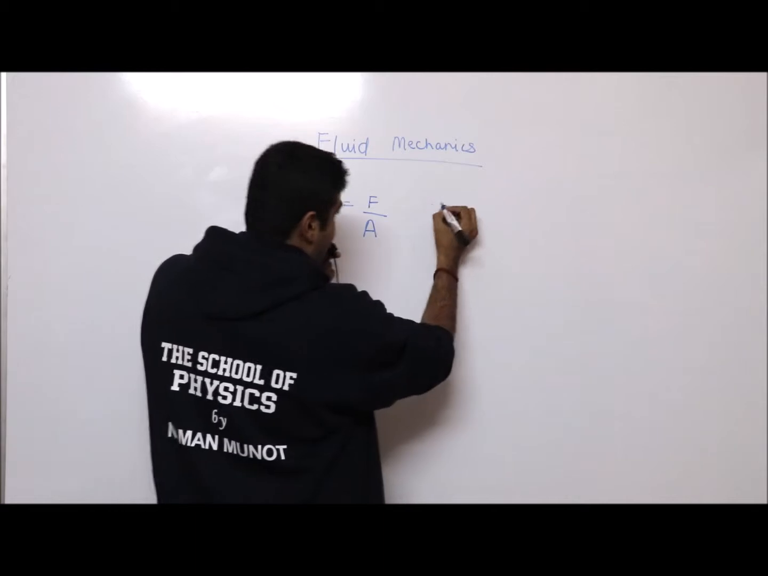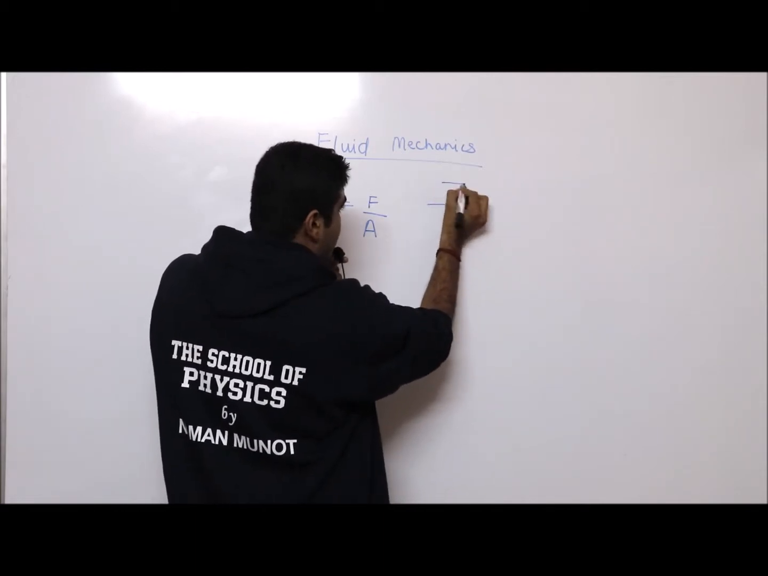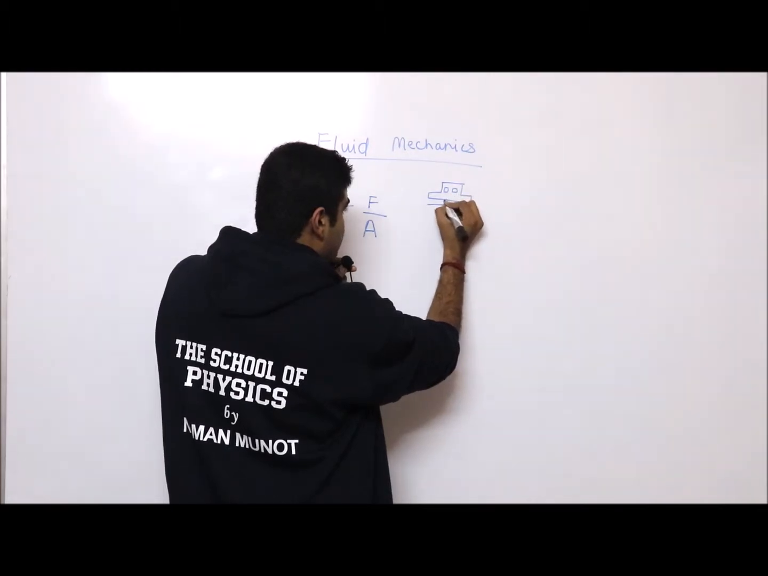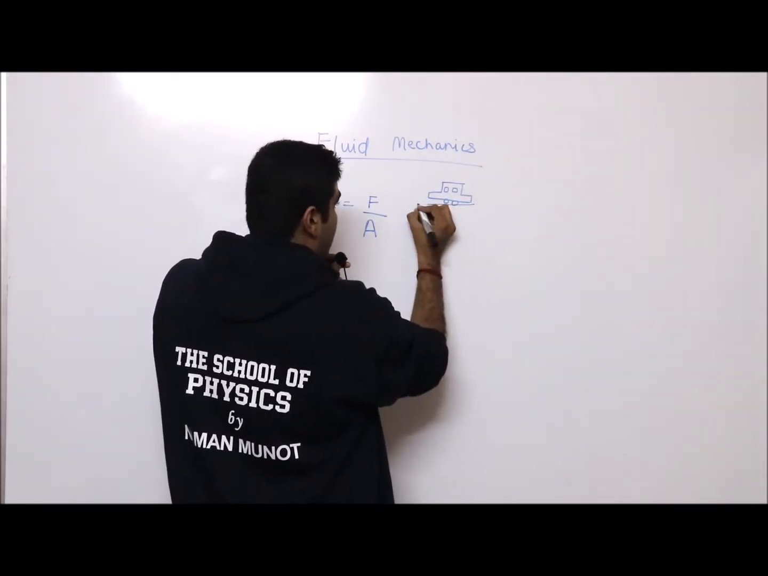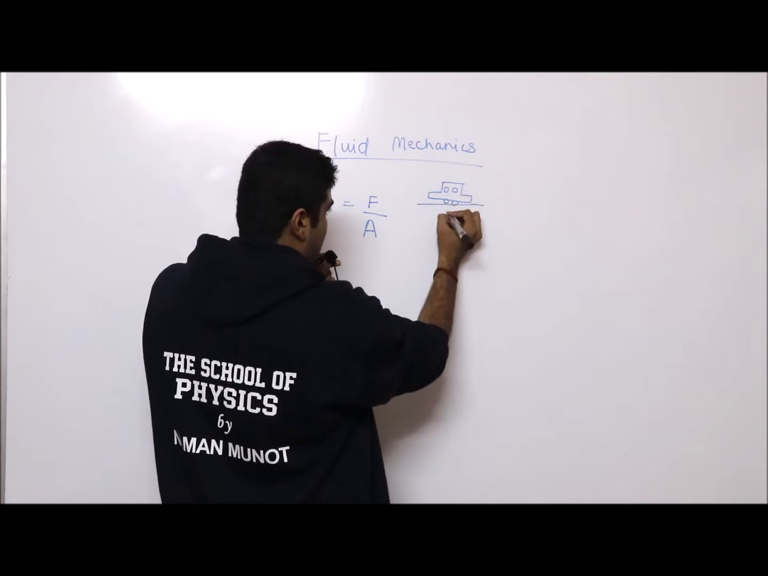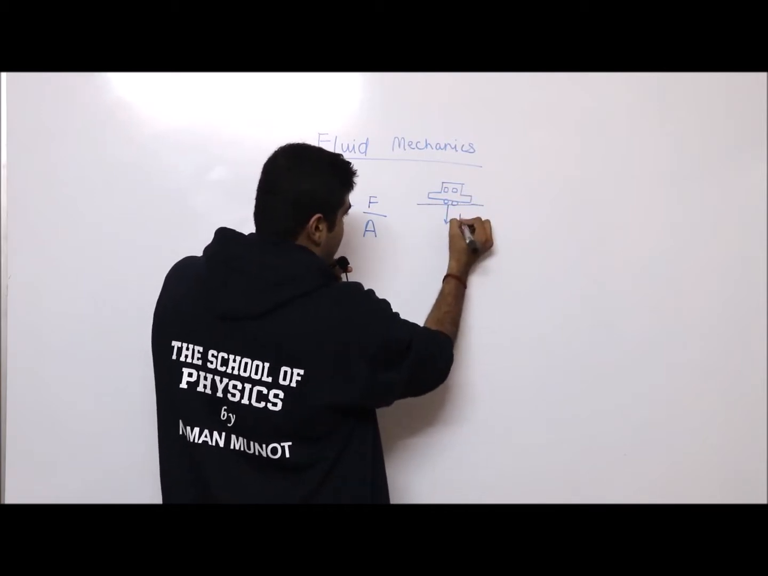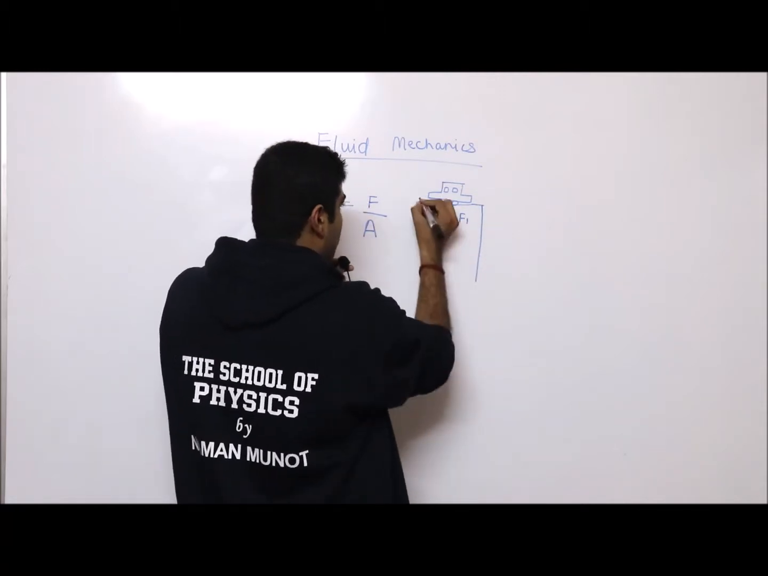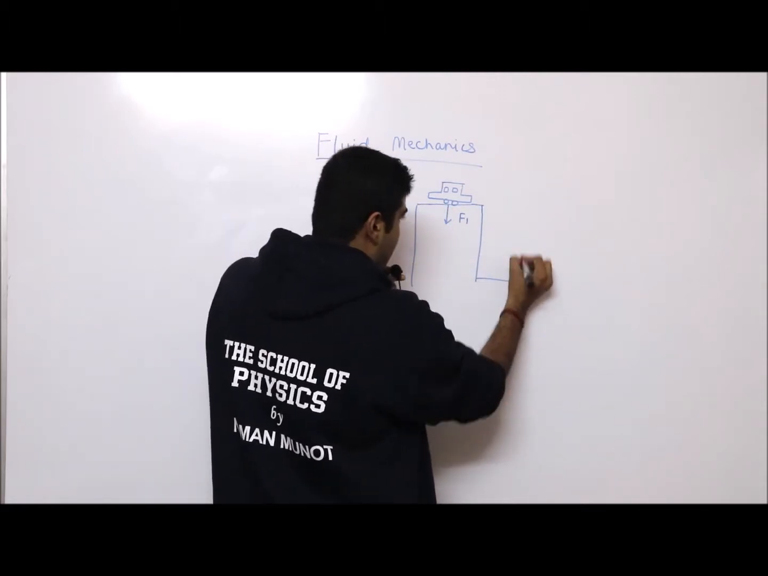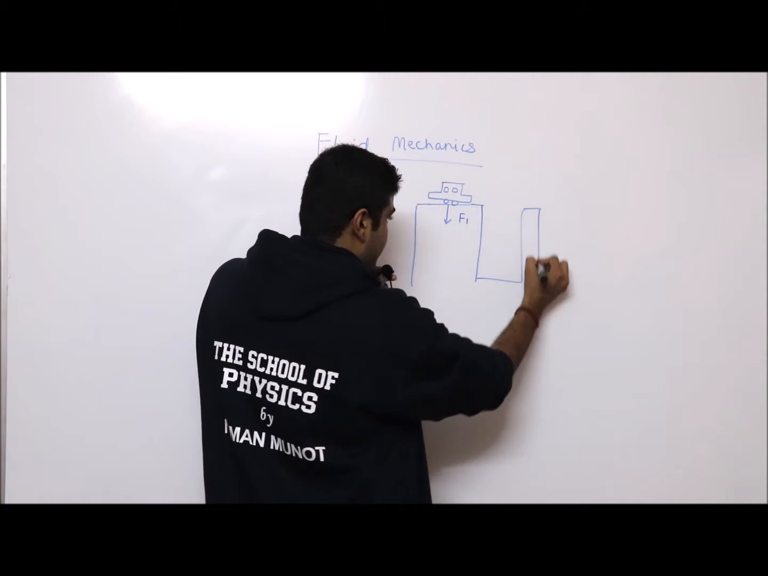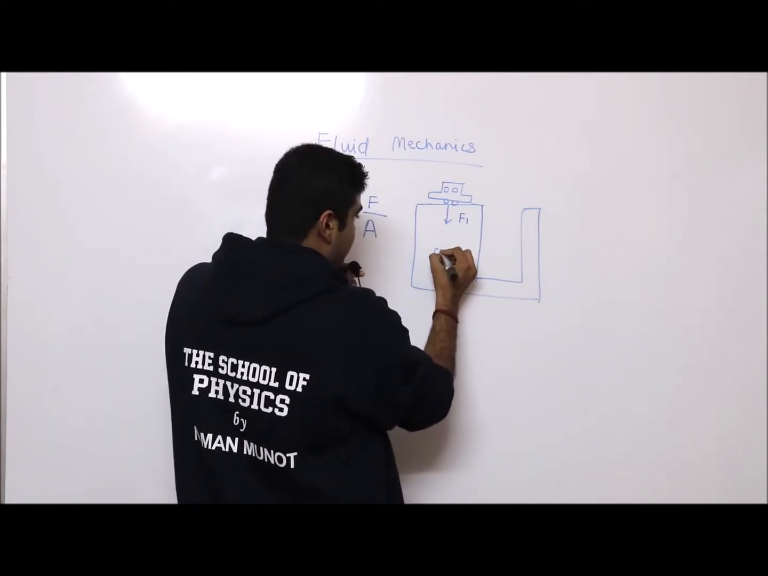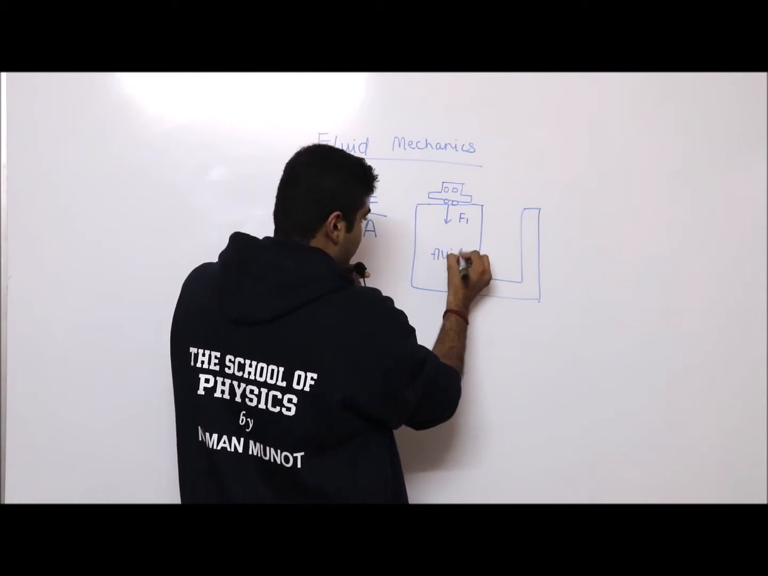So what happens in a hydraulic lift? In a hydraulic lift, we have a car at one position. The mass of the car is mg, which is say F1. Now we have to lift this car using our weight for equilibrium, and we fill some kind of a fluid in it.